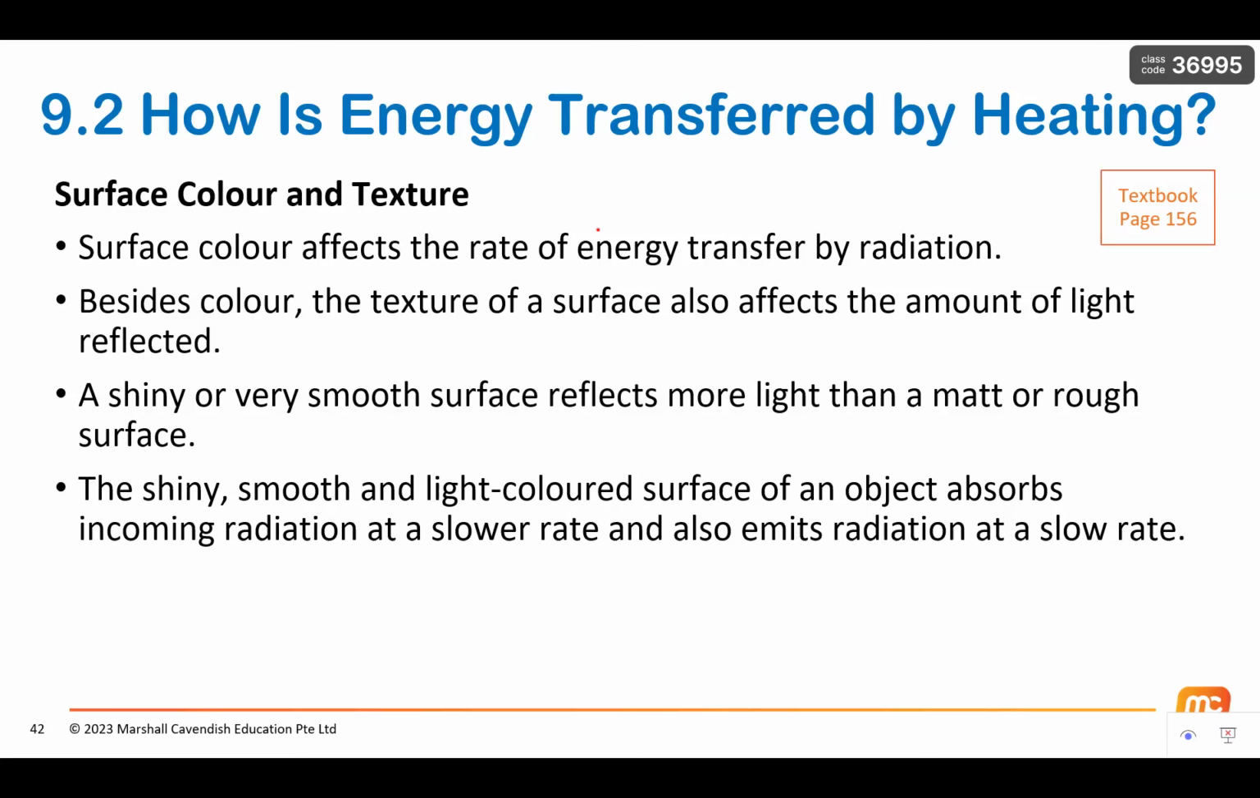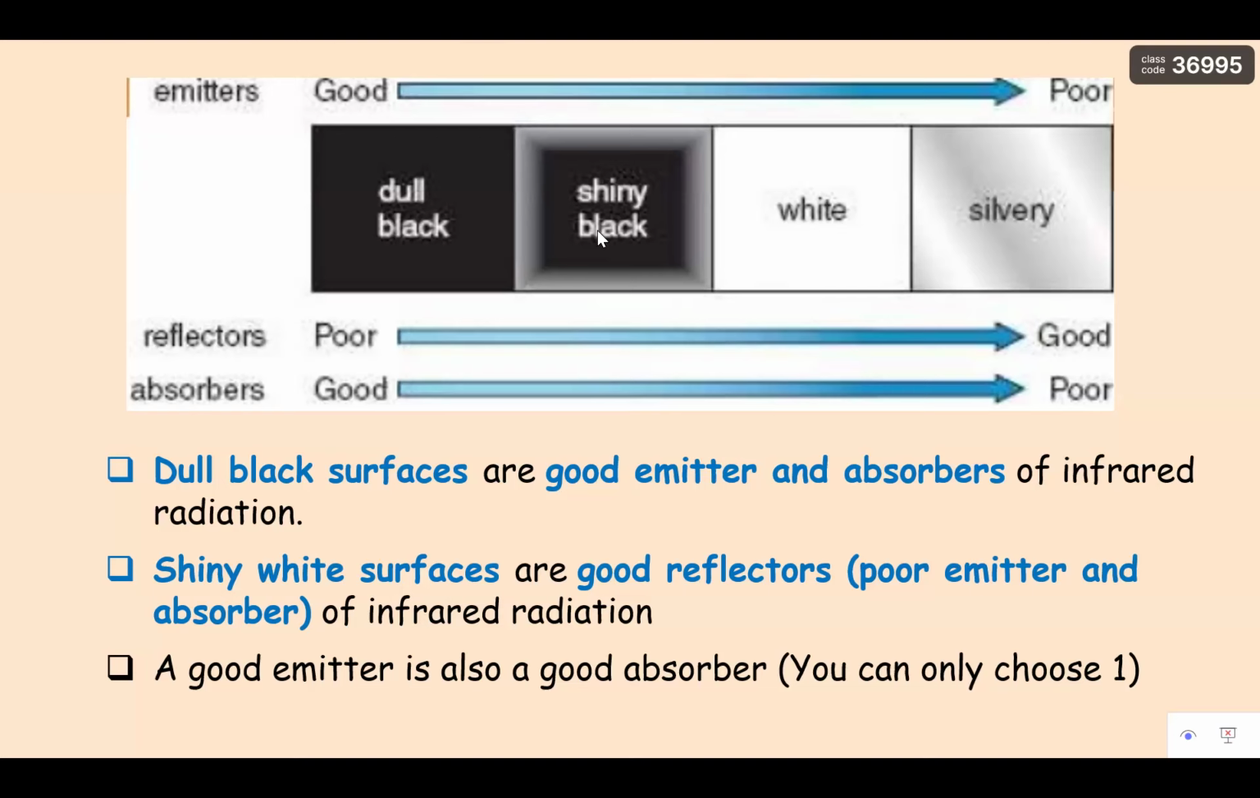Next is the color and texture. The surface color and texture does affect the rate of radiation. It affects how much radiation gets absorbed or how much radiation gets emitted. So we move on to the next slide. These are the things that you need to know. Black and dull surfaces are very good absorbers, but they are also very good emitters of infrared radiation. On the other hand, silvery white surfaces are very good reflectors, but they are very poor absorbers as well as poor emitters of infrared radiation.